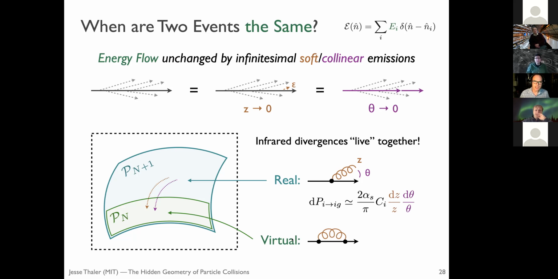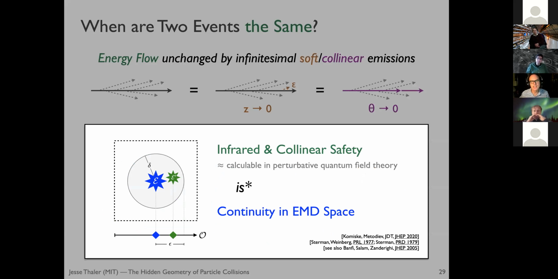When I talk about an observable that's infrared and collinear safe, what I'm saying is that it has a certain smoothness property that allows the real and the virtual divergences to cancel. Said in a geometric language, I have a notion of continuity. So infrared and collinear safe observables, which for the purpose of this talk are things I can calculate in perturbative quantum field theory, are things that are continuous in the EMD space. That is, I can do an epsilon-delta analysis where I make a ball of size delta, and I know that my observable is always going to be close by this kind of epsilon-delta logic.